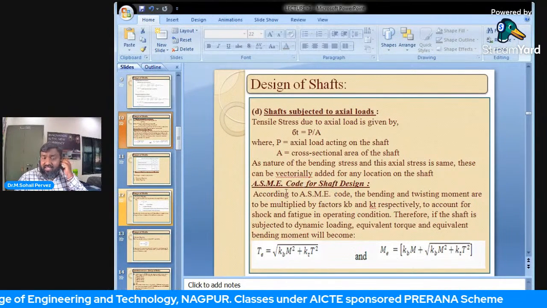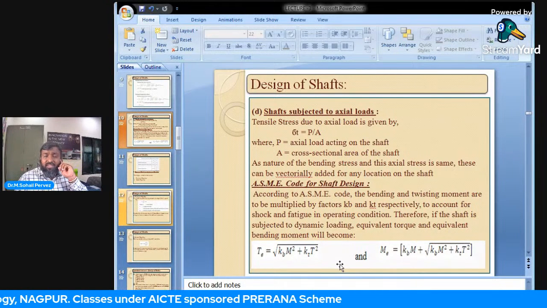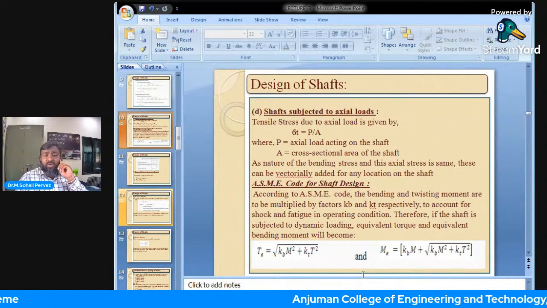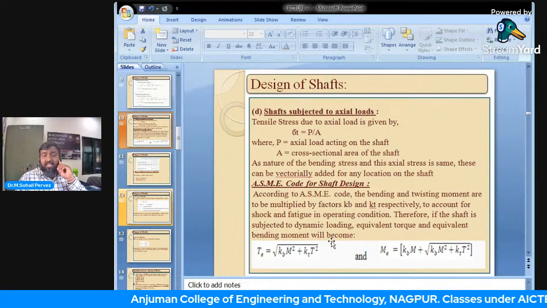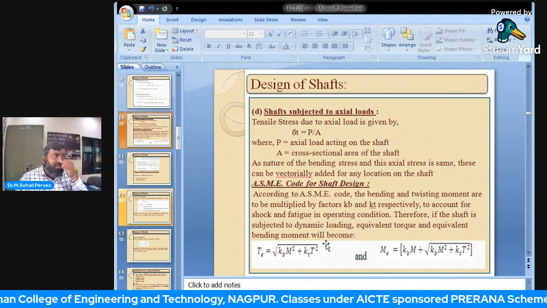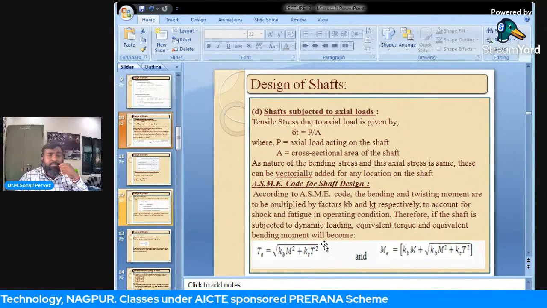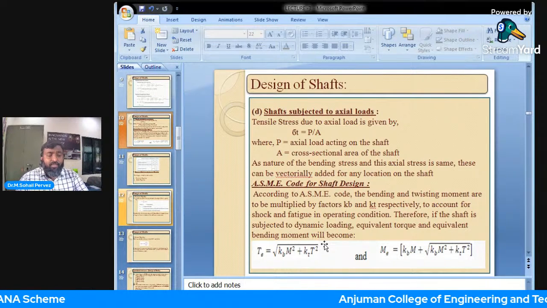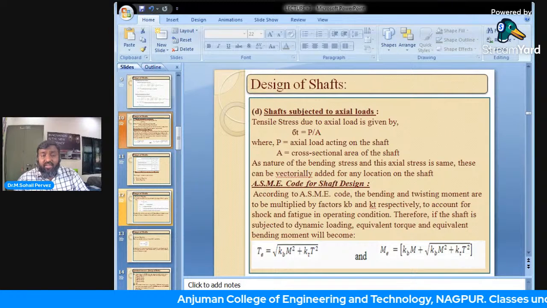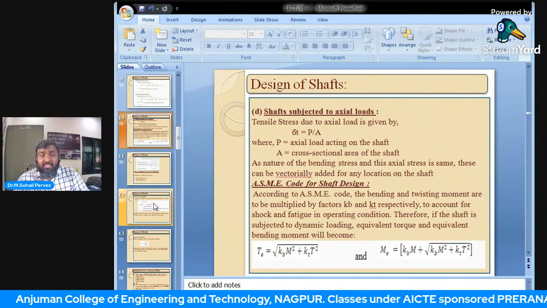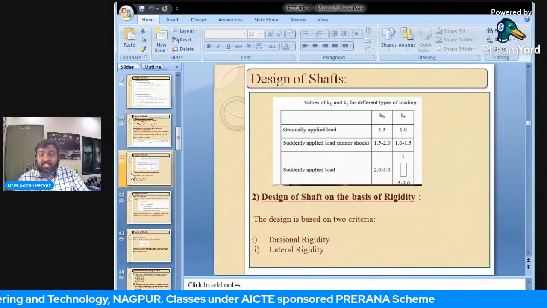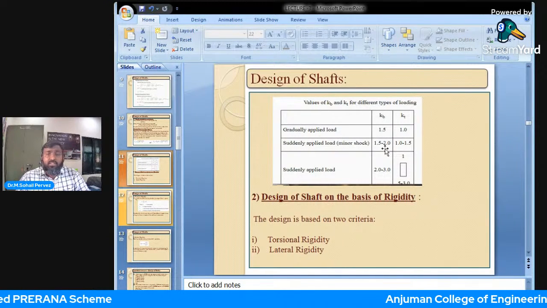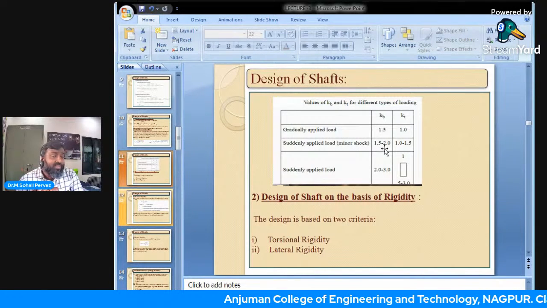Now, when we consider ASME code for the design of shaft, we must consider these two factors, KB and KT, known as fatigue stress concentration factors in twisting and bending. If it is twisting, KT. If it is bending, KB. So that the design of shaft will be safe. And henceforth I can say that when the design of shaft is safe, we must understand this fact. For the safety of the shaft, we have to consider these factors. Now, value of KB and KT for different types of loading. Shaft will be subjected to different types of loading such as gradually applied load.